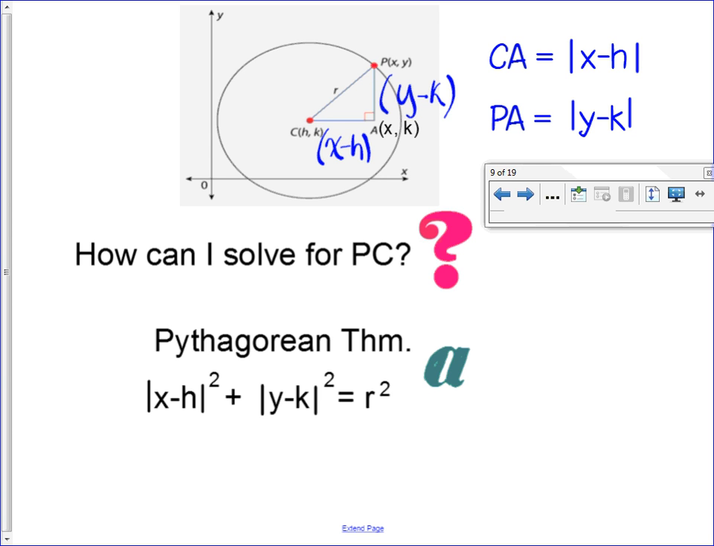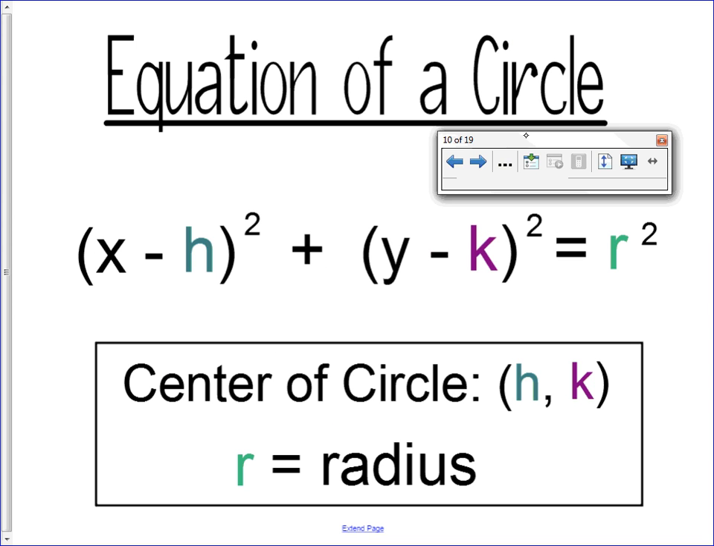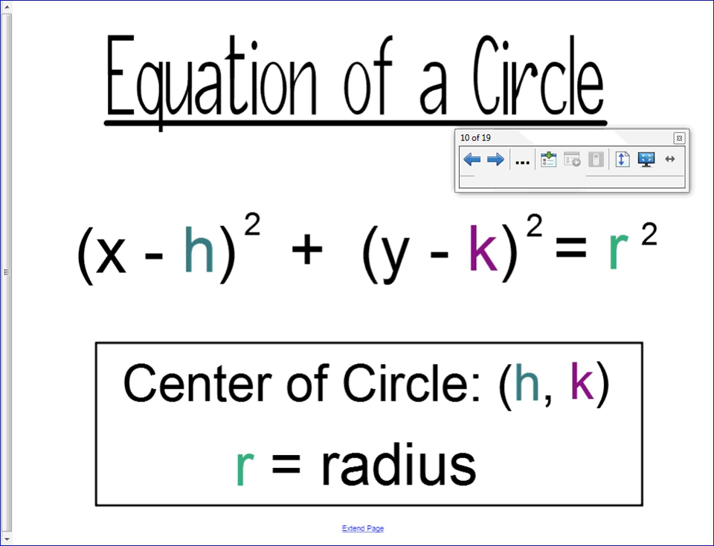okay, those are basically my A, B, and C values. So do you see how those different values that we found, we plugged into the Pythagorean theorem and ended up getting that? All right, well that right there is my equation of a circle. Okay, so this is what you need to write down.